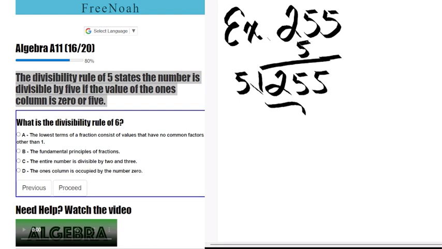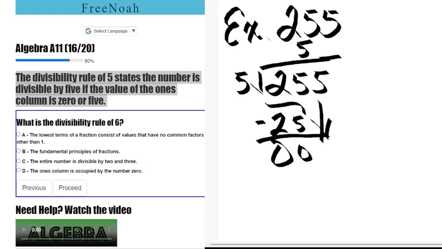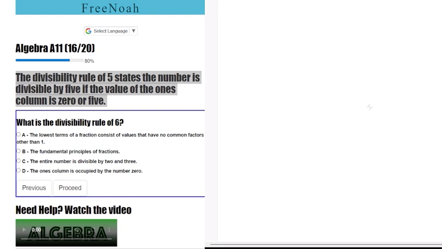So 5 goes into 25 5 times. 25 minus 25 is 0. Then we're going to bring down this 5 here. 5 goes into 5 one time, giving us a quotient of 51. So 51 times 5 equals 255.